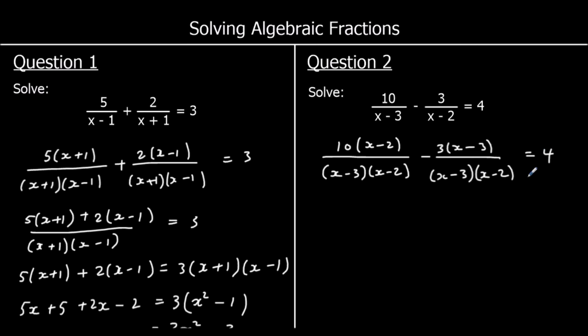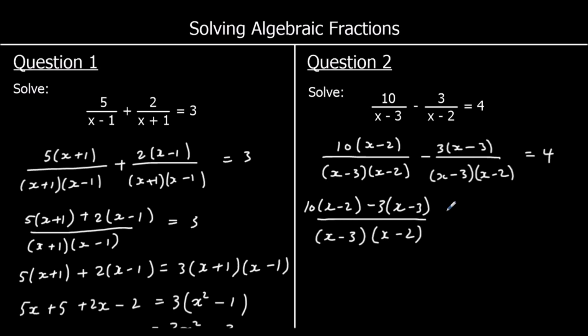So we've got the same denominator. So now we can take the fractions away. We can make it into one fraction. So the denominator is x minus 3 times x minus 2. And on top, we've got 10 times x minus 2 minus 3 times x minus 3. And it's equal to 4.